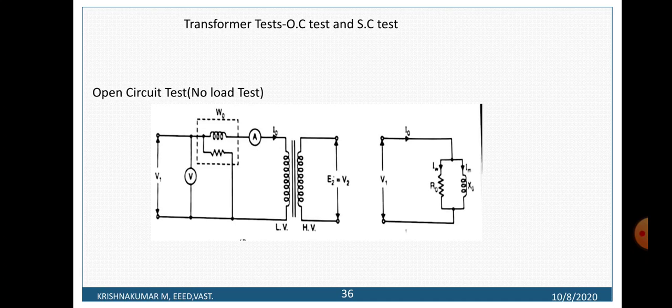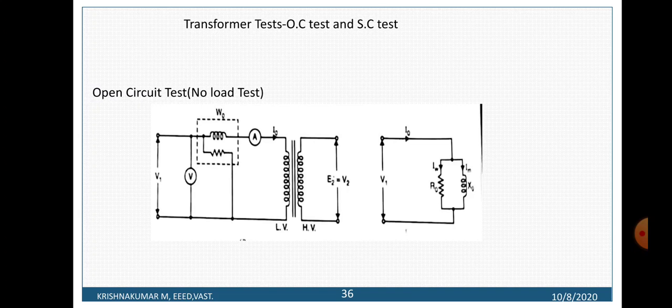I said in the last class that primary copper loss is very small, therefore we can neglect it. So the only loss occurring in a practical transformer or actual transformer, we are not talking about an ideal transformer, under no load condition in the OC test is the iron loss. Primary no load input voltage V0, no load current I0, no load input power W0.